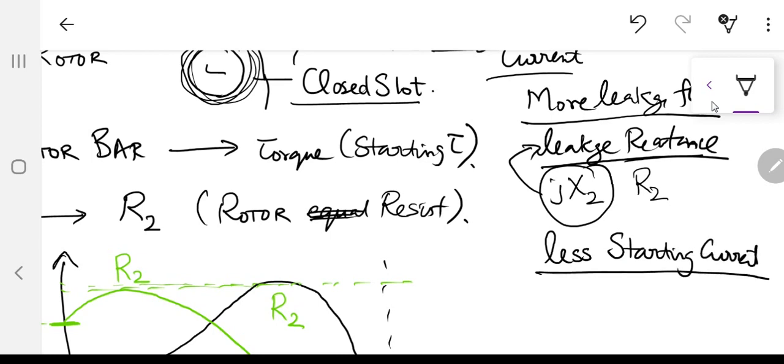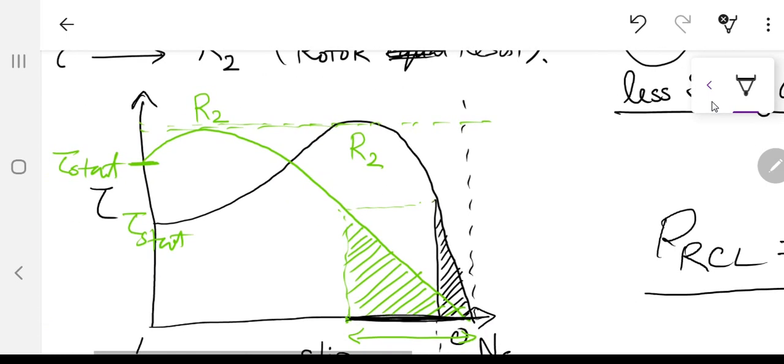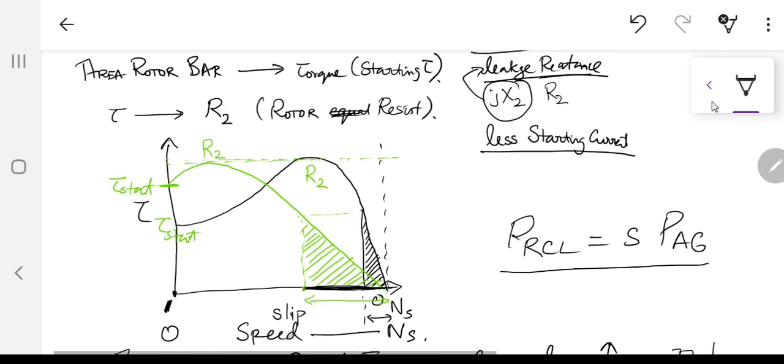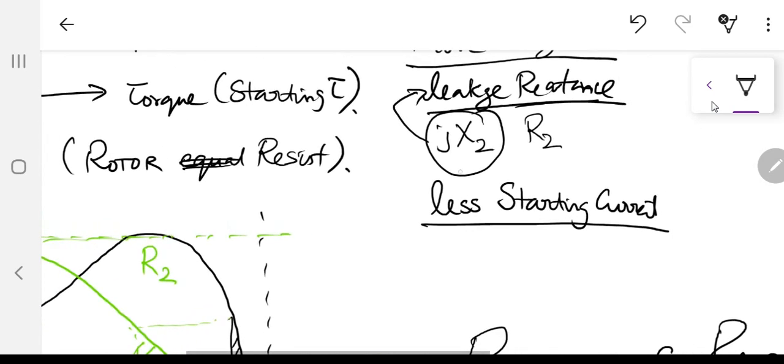More value of jX2 means, because at the start you are going to have a slip equal to 1. Why 1? Because if you can see on this curve, when the machine is starting from 0 speed, with speed plotted from 0 to ns, at that point slip is equal to 1. So when slip is equal to 1, you are going to have jX2 on a very high side. And if you remember the equivalent circuit of an induction machine, this was R2 by S also. So you are going to have less starting current.